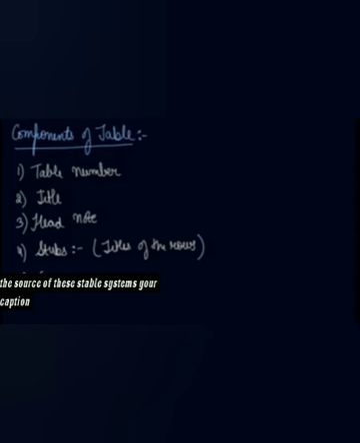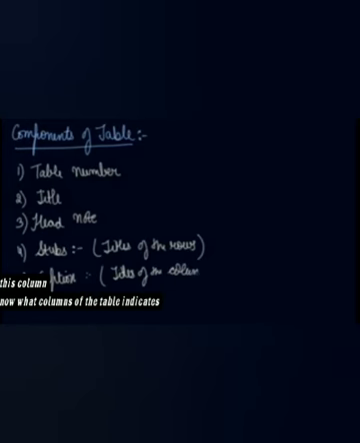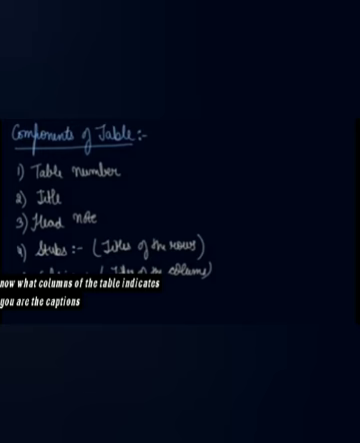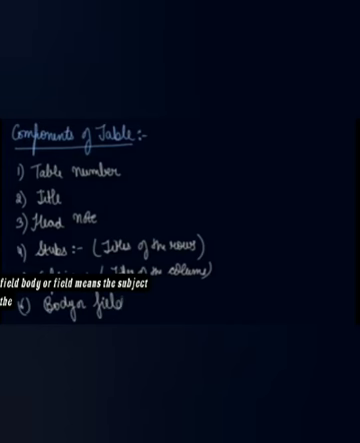Fifth comes your caption. Now caption is the titles of the columns. Now what columns of the table indicates you are the captions. Sixth goes body or field. Body or field means the subject, the matter. Whatever the information you want to concise means the sum total of items in the table.